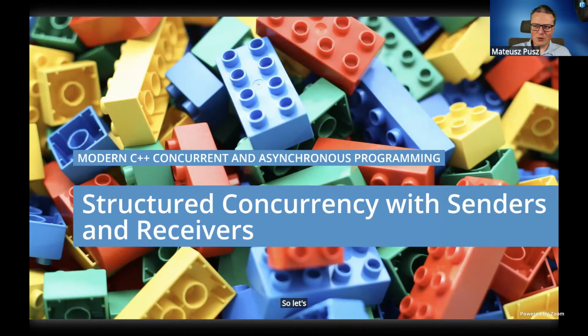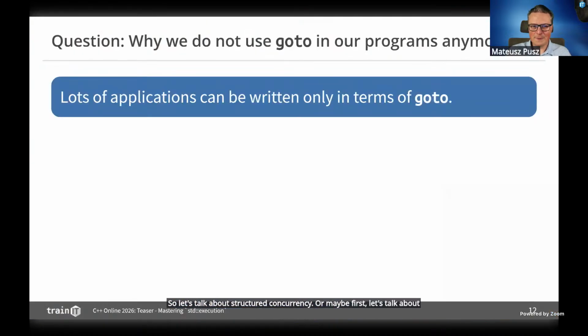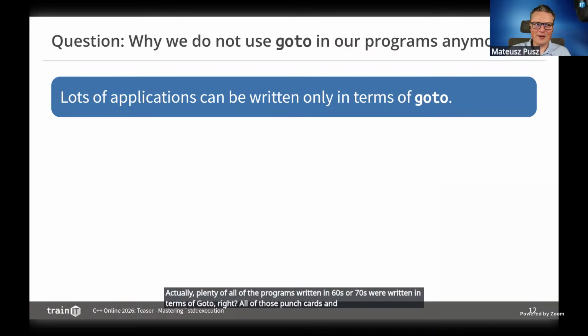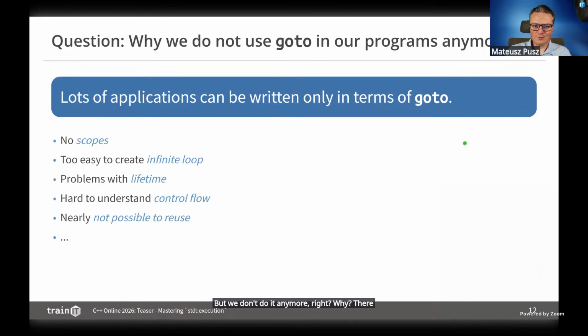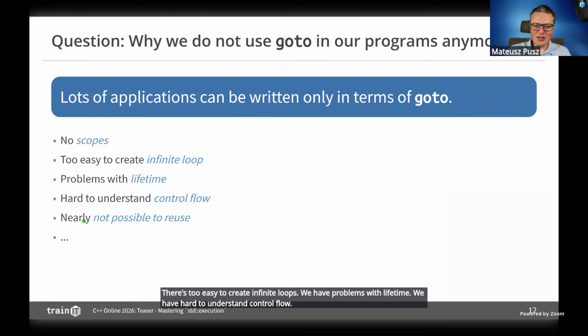So let's talk about structured concurrency. Or maybe first, let's talk about GoTo programming. Lots of applications can be written only in terms of GoTo, right? Plenty of the programs written in the 60s or 70s were written in terms of GoTo, with all of those punch cards and other stuff. But we don't do it anymore, right? Why? There are no scopes. It's too easy to create infinite loops. We have problems with lifetime. We have hard to understand control flow. It's nearly not possible to reuse.